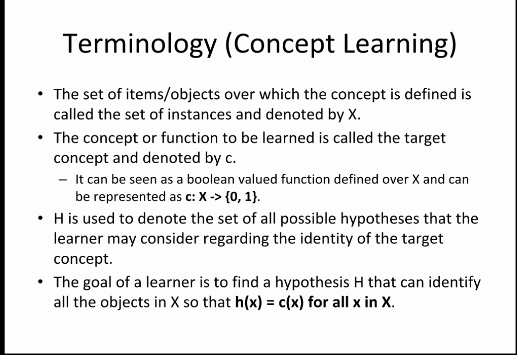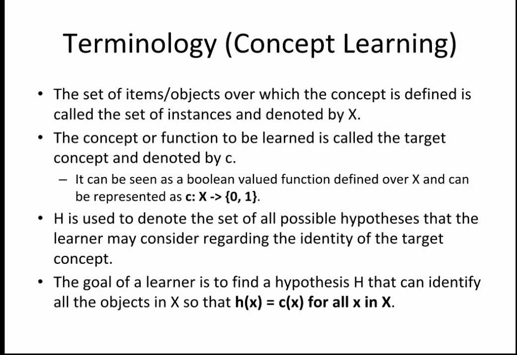Our sole goal is to find that hypothesis that could map to our target function, that could generalize our concept, that could help you to judge whether the new image in front of you is of a bird or not. This goal is written as h of x equal to c of x for all small x in capital X. Over here capital X represents the set of training instances, and small x represents one training instance.